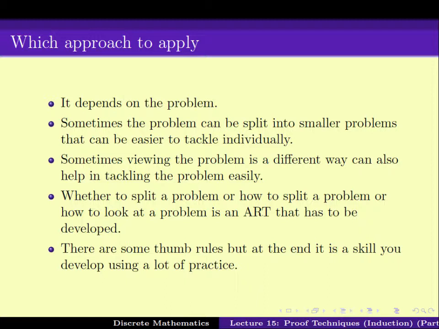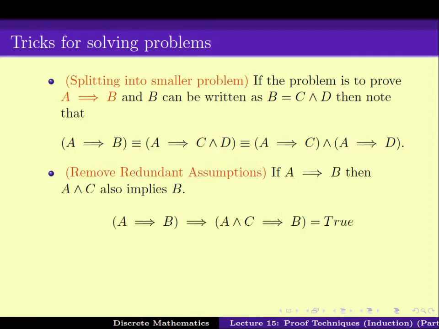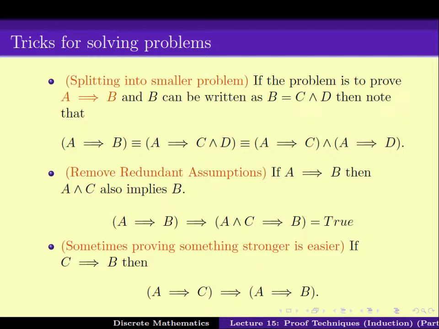Now, to quickly recap whatever we have done till now, we saw some tricks of how to split the problem into smaller problems, depending on whether B can be written as C and D, how to remove redundant assumptions, and thirdly, how to see that sometimes proving something harder or stronger can be easier.